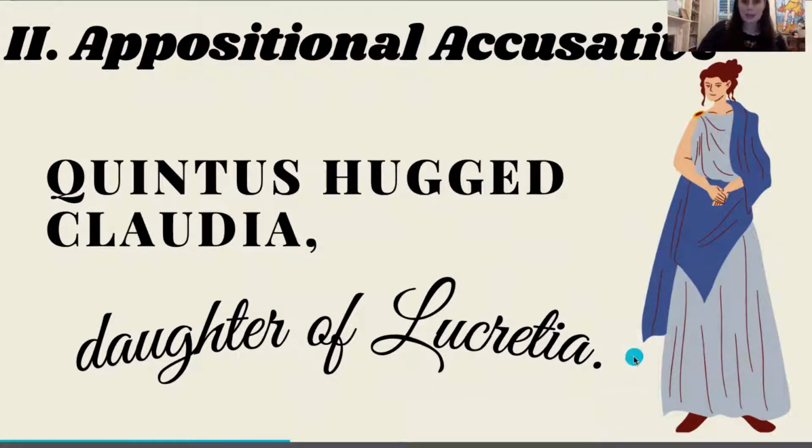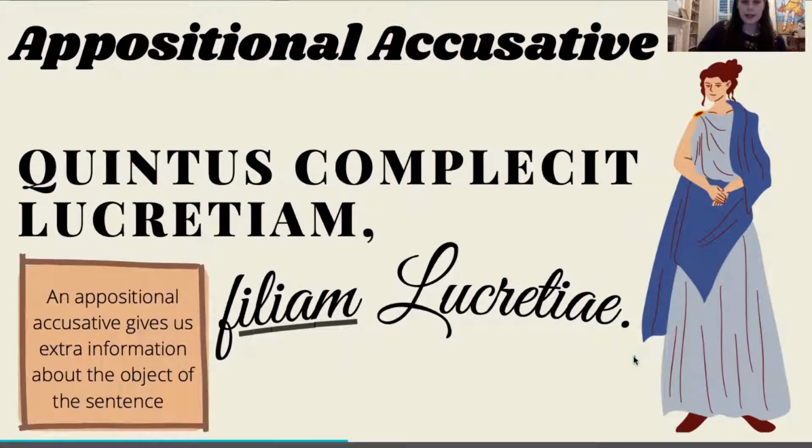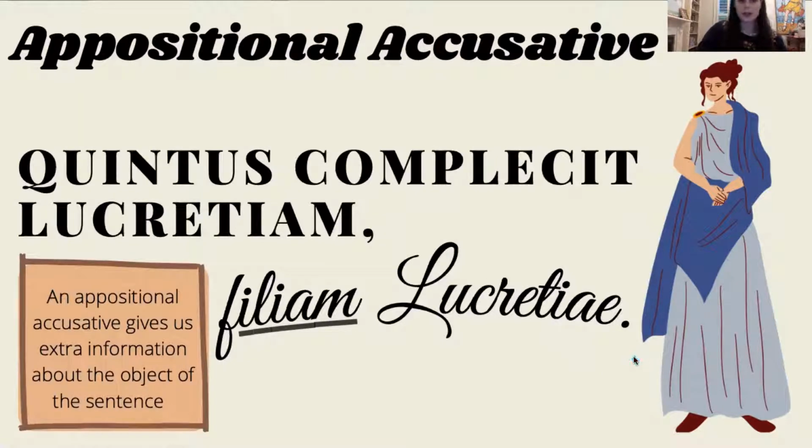Now, the appositional phrase is going to go into whatever case and number the word that it's coming off of is. So this should actually be Claudiam. Oops, going out of control. Okay, so let's cross this out. This should be Claudiam.